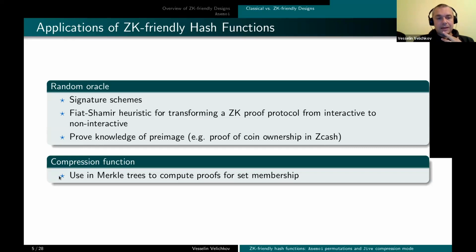And another application is as a compression function. So for example, in Merkle trees, we are also extensively using hash functions, but there we're using the compression property of the hash function. So we want to compress, to hash together two or more elements into a single element in the Merkle tree to compute proof of set membership. So that's just a list of some of the applications.